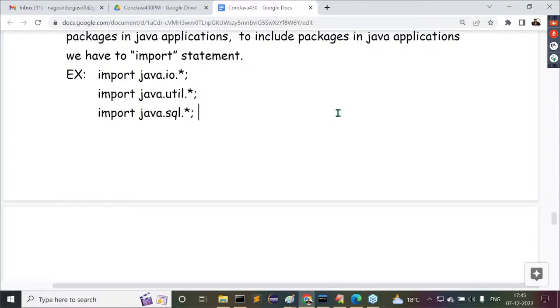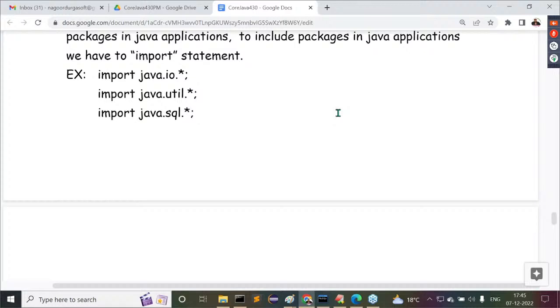At the same time, the compiler will not load any package content into memory. In C and C++, the preprocessor loads header file content into memory at compilation time. But in Java, at compilation time, the compiler will not load any package content into memory. If the compiler is not loading any package into memory, then who will load that package content into memory?